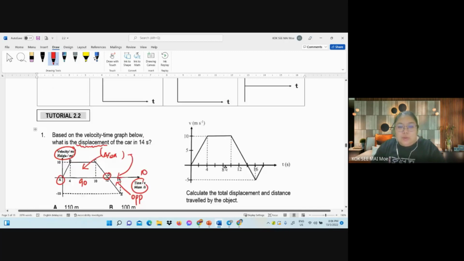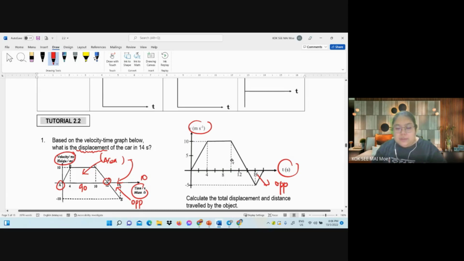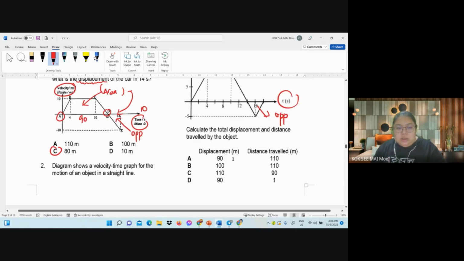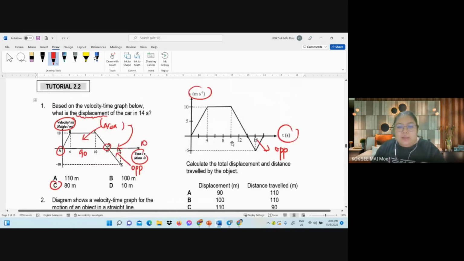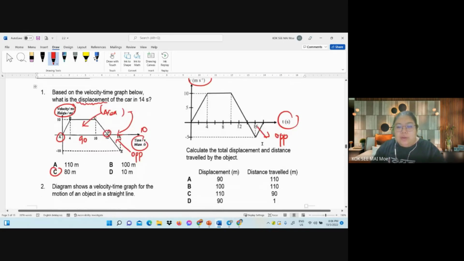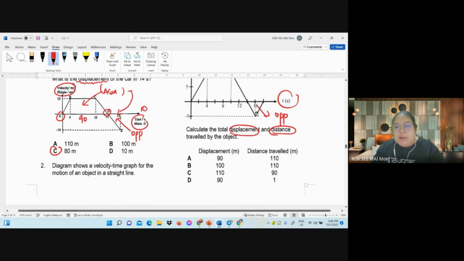Okay, question 2, VT graph. Remember this part? Below means opposite. Now we're going to check. They want to calculate the displacement and distance. Displacement means we minus this part, and distance we just plus together.